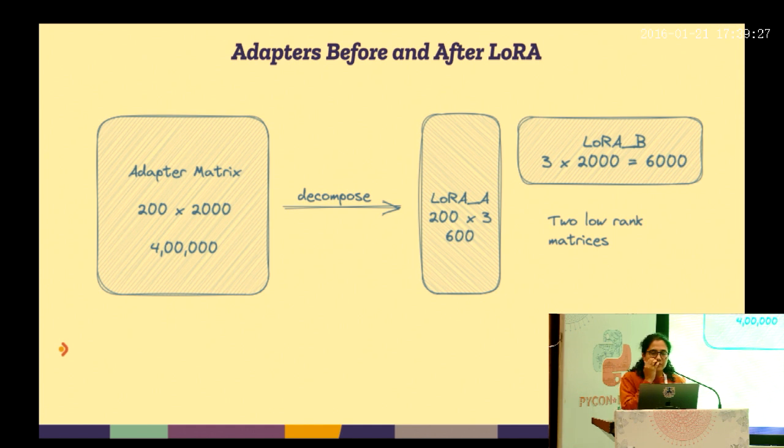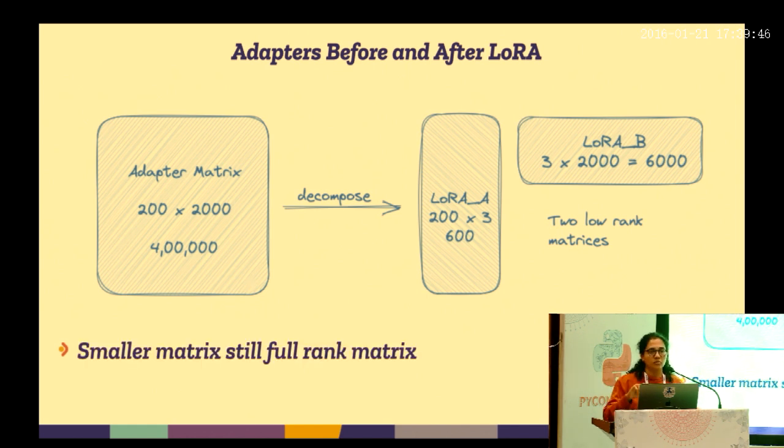Another thing that LoRA proposed: we looked at these adapter matrices. An adapter layer is basically just a matrix of numbers, right? Although they are small, Shruti already said that they are smaller compared to the base model layers. Otherwise, there's no point of this whole parameter efficiency in the first place. Although they are small, they are full rank matrices. So the authors of LoRA proposed, why don't we decompose this into two small low rank matrices?